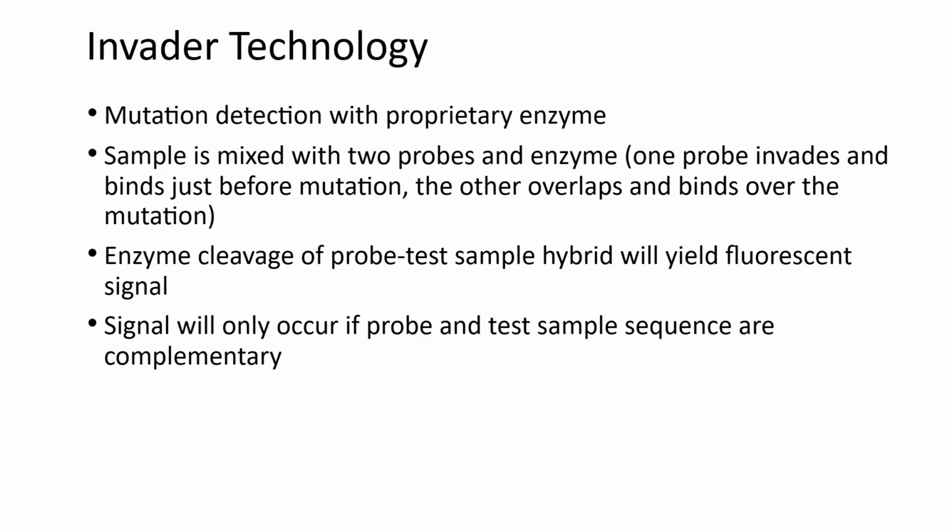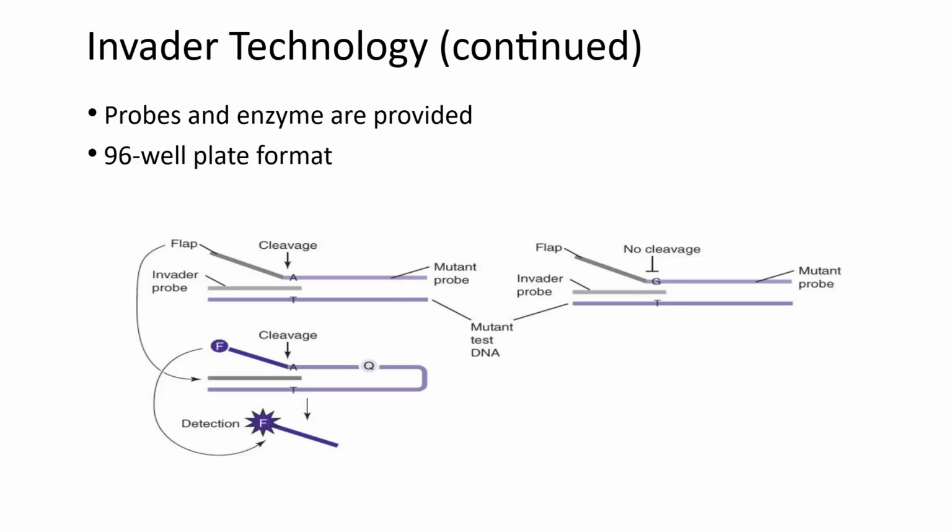Then you have enzyme cleavage of the probe test sample hybrid. It will yield fluorescent signal. The signal will only occur if the probe and test sample sequence are complementary. So this shows an image of this. So we have our invader probe that binds, and that forms this flap. And there is an overlap at this base here.